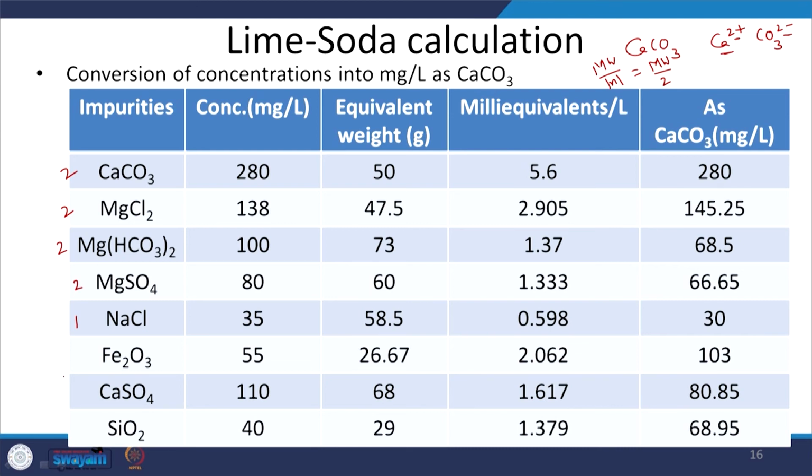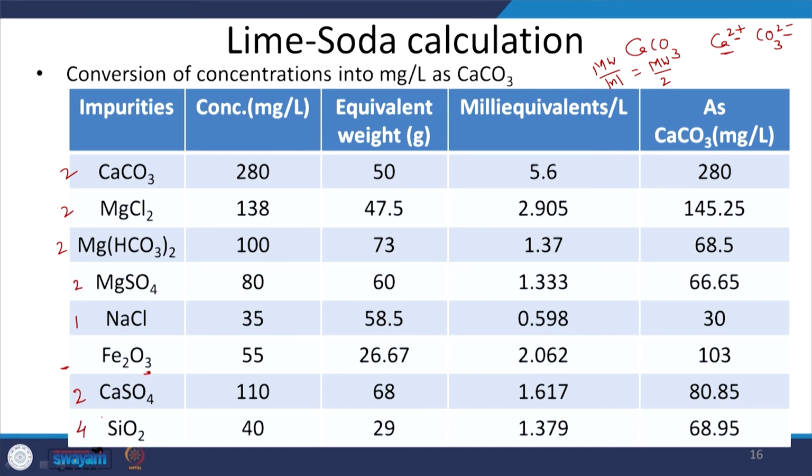Not even 3+, I think it is 6 here if I am not wrong, because it is Fe3+ and I have 2 of them, so it is 6+ here. Same case, oxygen is 2-, I have 3 of them, so it is 6 here. Ca2+ SO4 2-, so it is 2 here. SiO2, I guess it is going to be equal to 4 here.